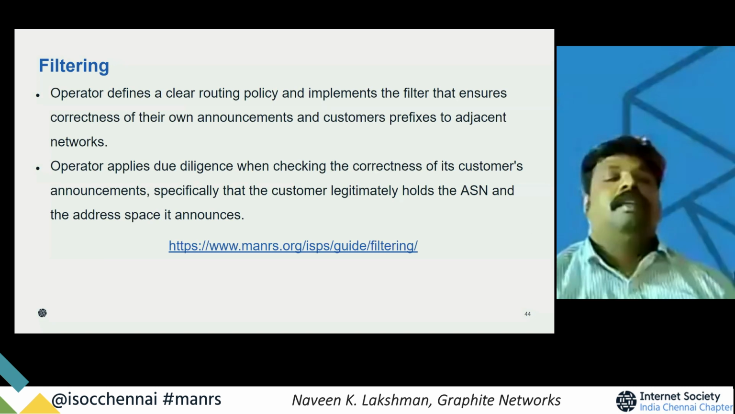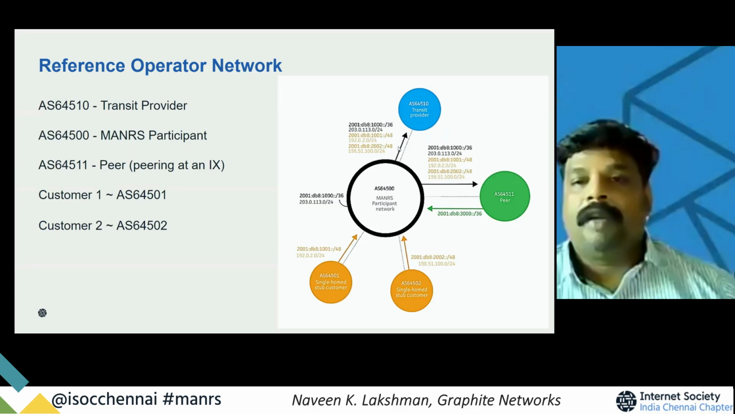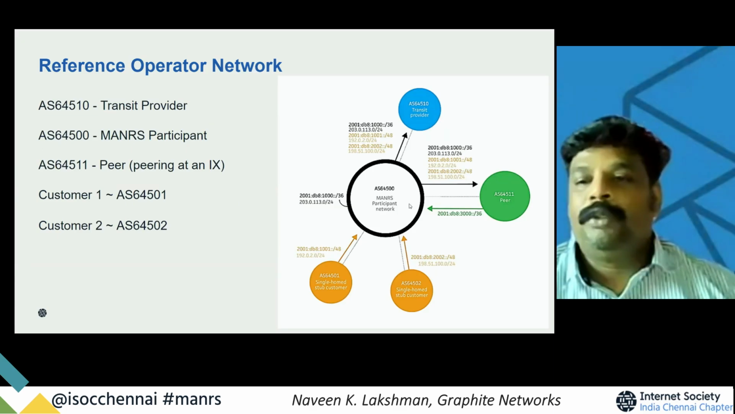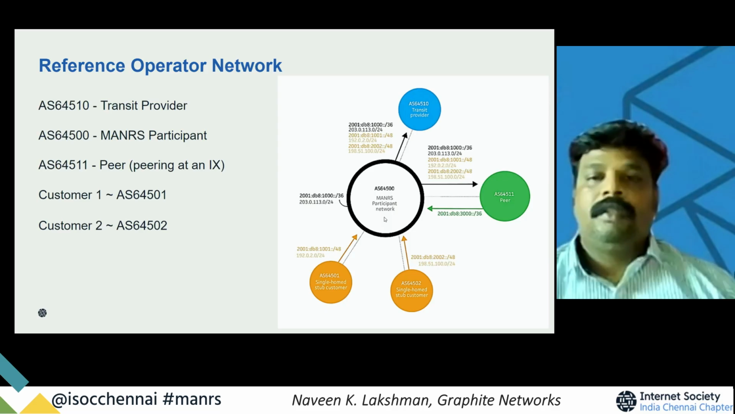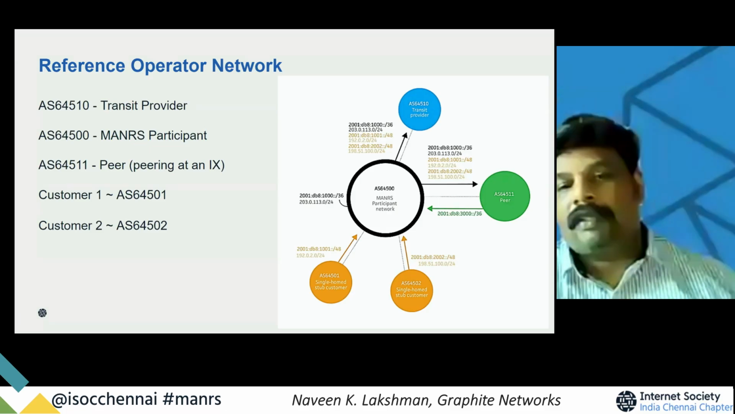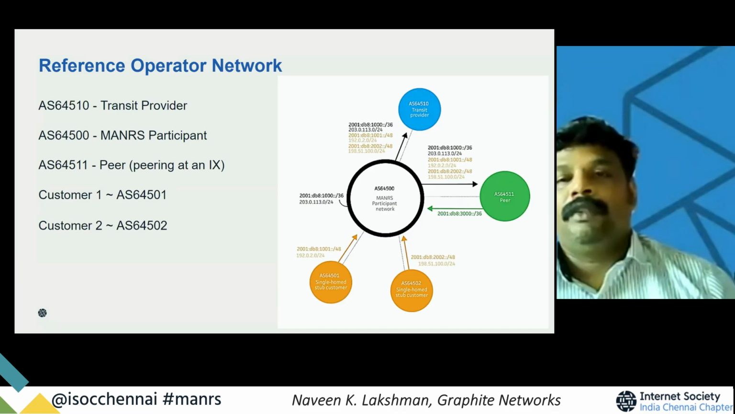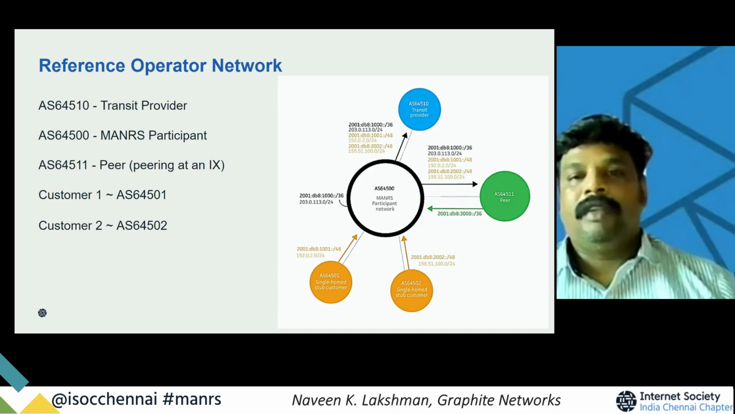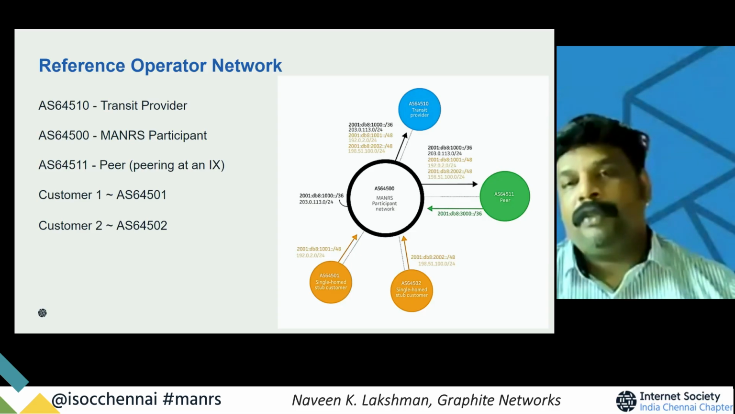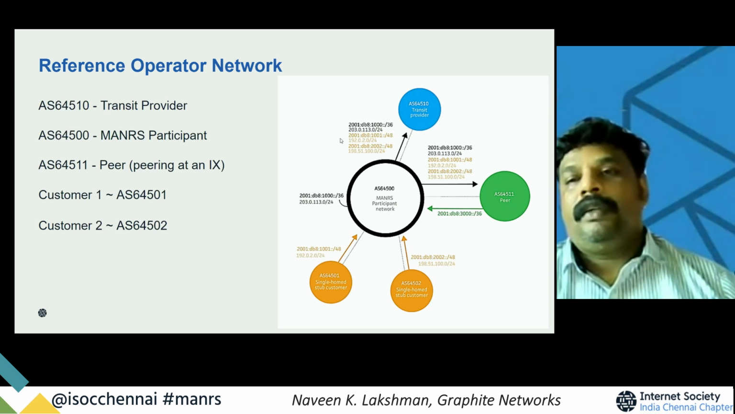Check it out. There are two types of filters you have to understand. One is the outbound filter, which you apply toward your transit, your peer and your customers. That is what you send outside. Inbound is what you receive from them: from your customers 64501, 64502, 64511, which is your peer, and 64510, which is your transit. Those are inbound filters. You have to make sure that you create proper filters, accept what is required, and filter the rest.